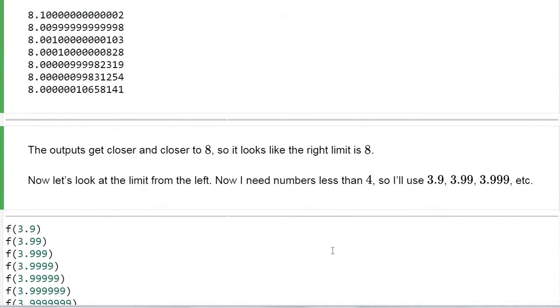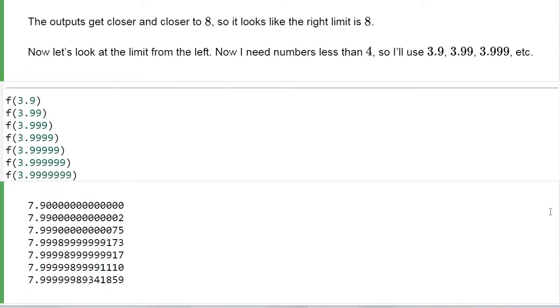Now how about from the left? Now I need a list of numbers that get closer and closer to 4 from the left. I can't put minuses on there because negative things wouldn't be anywhere close to 4. So it's a little different from 0. To approach 4 from the left, I'm going to use 3.9 and 3.99 and 3.999 and so on. Just keep adding 9s.